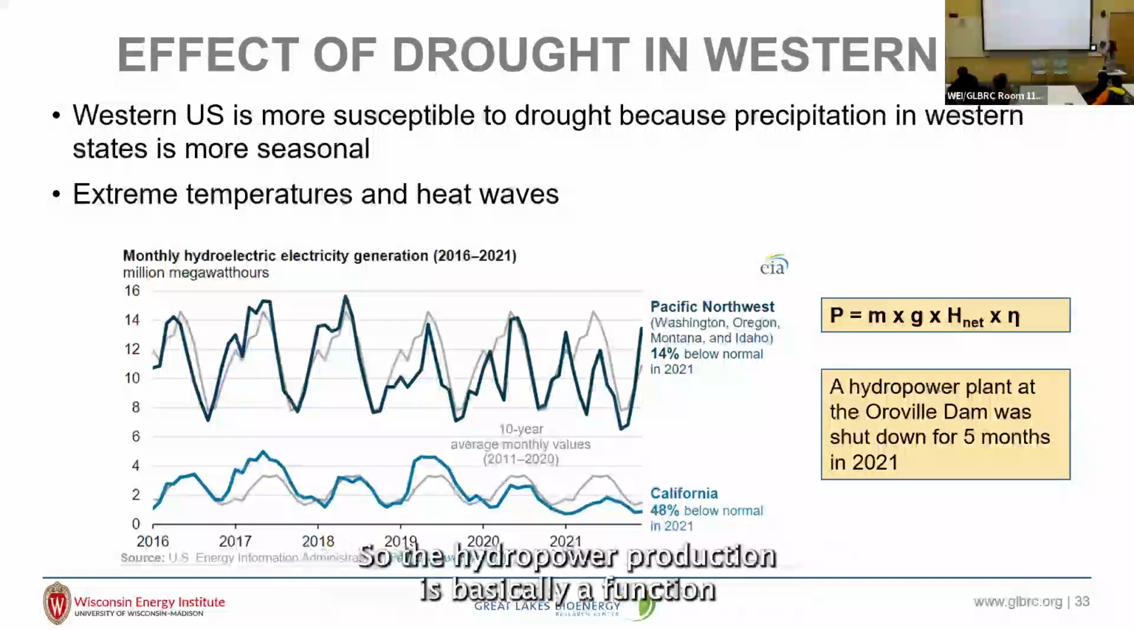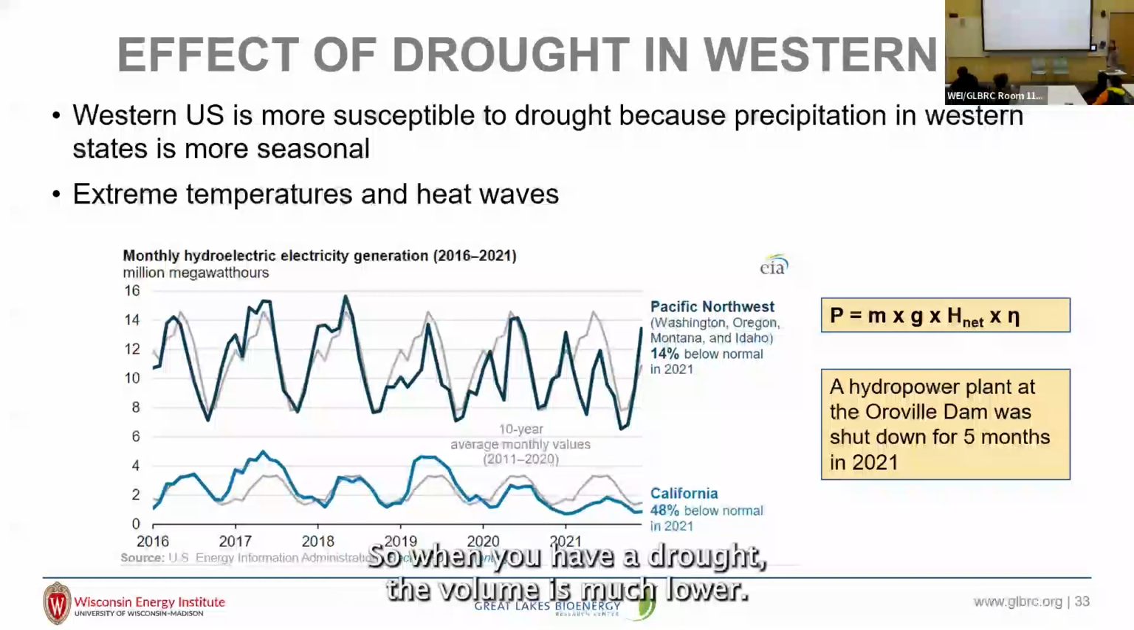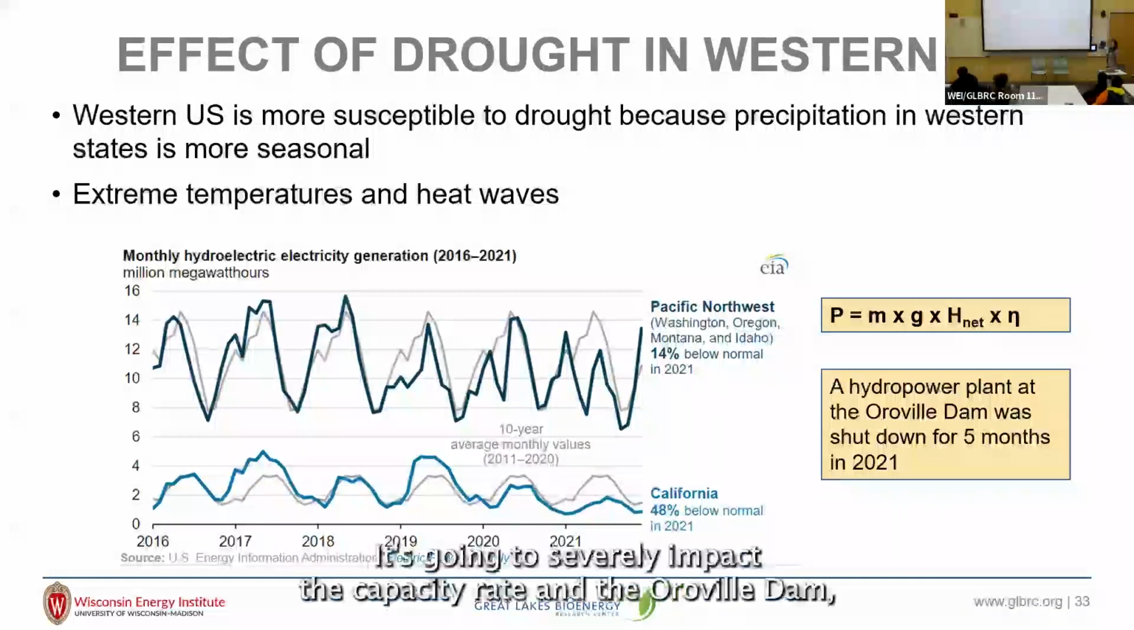So the hydropower production is basically a function of the volume of the water and the head you have. So you have two variables here, the volume and the head. So when you have a drought, the volume is much lower. It's going to severely impact the capacity, right?